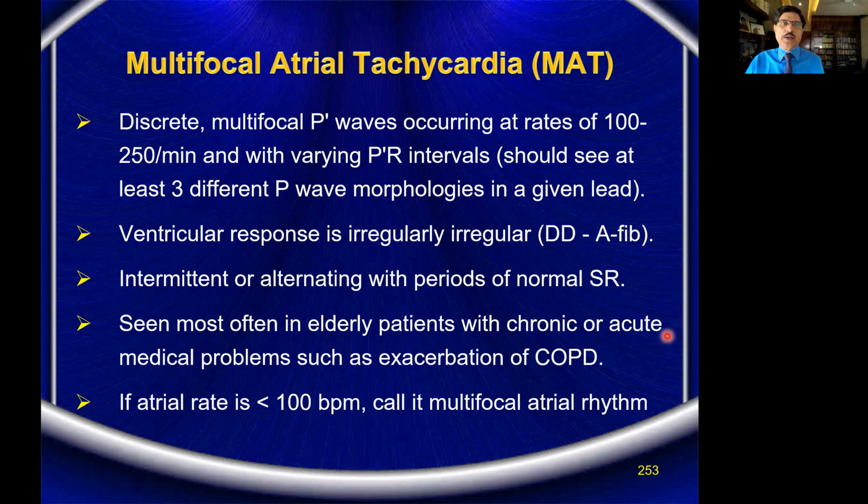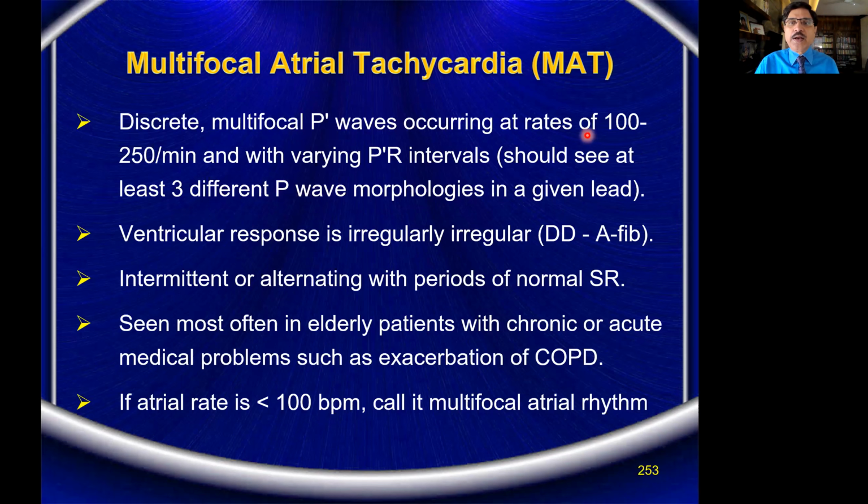Now, what do we see? Definitely the P wave morphology must be multifocal. How do I know it is multifocal? At least three P waves should be morphologically different. There must be three different morphologically looking P waves. Then only we can say it is multifocal. Multifocal P waves means three different P wave morphologies in a given lead, not in different leads. In the same lead, the P wave should be looking differently, at least three of them, three different types.